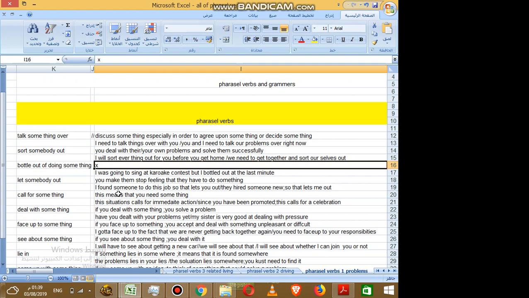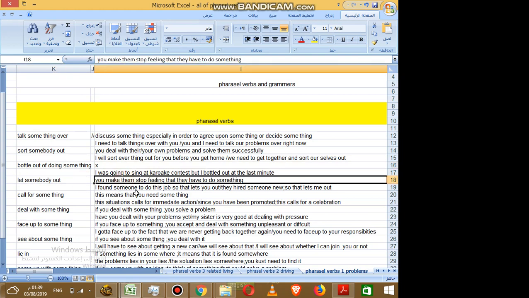Let somebody out. If you let somebody out, you make them stop feeling that they have to do something. Let me take an example. For instance, I found someone to do this job, so that lets you out. Second one, they hired someone new, so that lets me out. Which means when we hire employees for specific positions in the company, we can let the others out of it, because no position is available any longer.